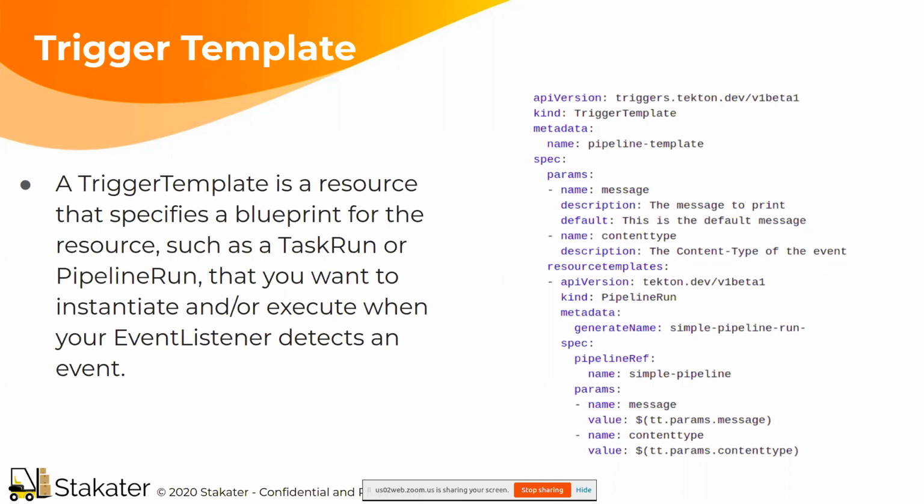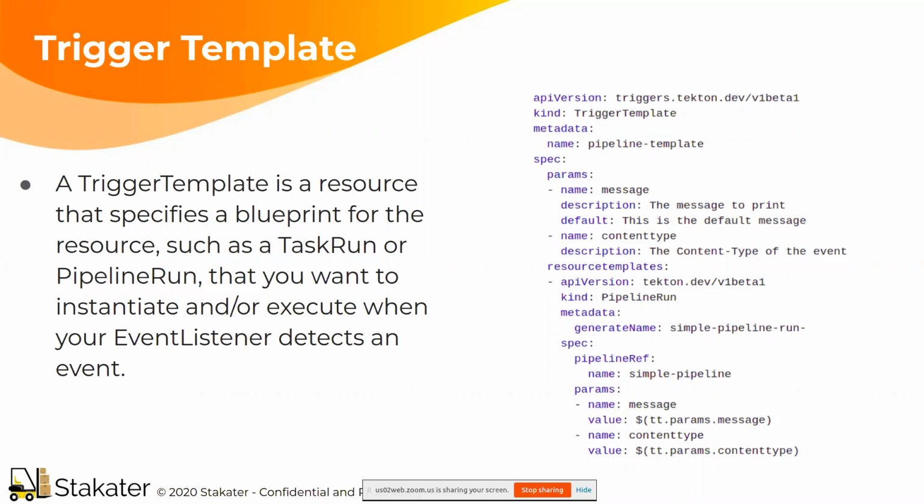So for suppose event listener detects some event and we need to run pipeline in case of that. So we define that, okay, in the resource templates, as you can see, we are creating a pipeline run. So whenever event listener passes the request to the triggers, it will create whatever is in the resource templates. In our case, because we need to create pipeline run on demand, it is going to create a pipeline run with the spec that we specify.